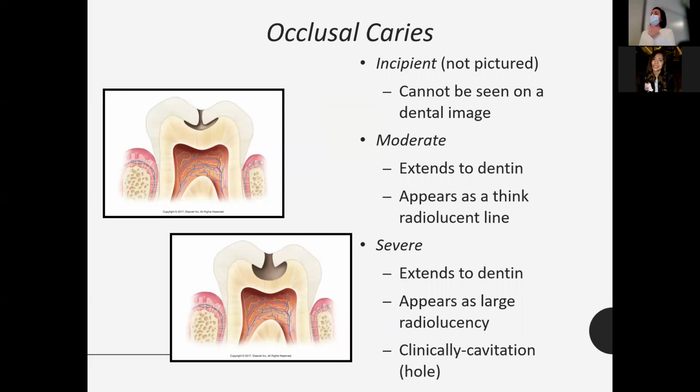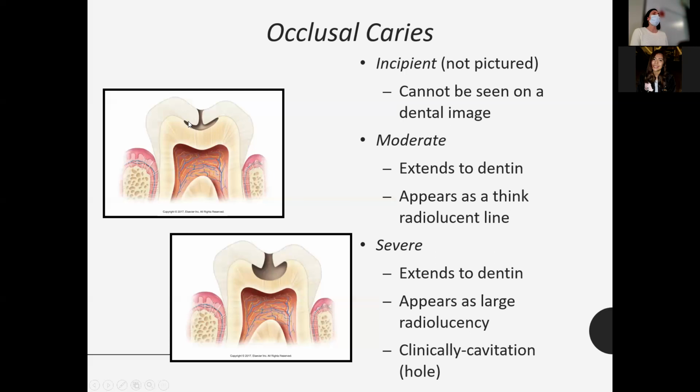Okay, so then occlusal caries. For occlusal caries, incipient is not pictured, but that would just be some decalcification right in the pits and fissures, and it wouldn't have broken into the dentin at all. The moderate would extend down into the dentin. And on an x-ray, it's just going to make this area where the enamel and the dentin meet more radiolucent.